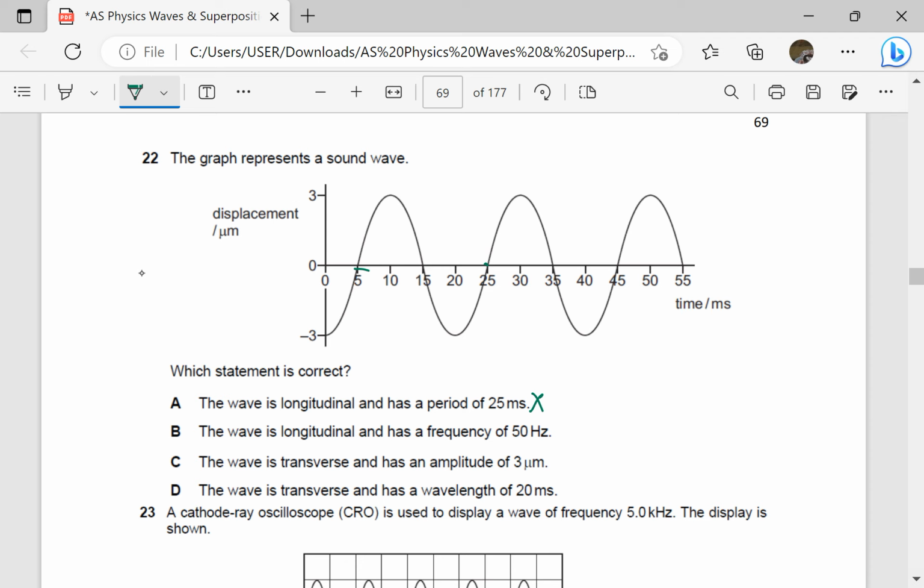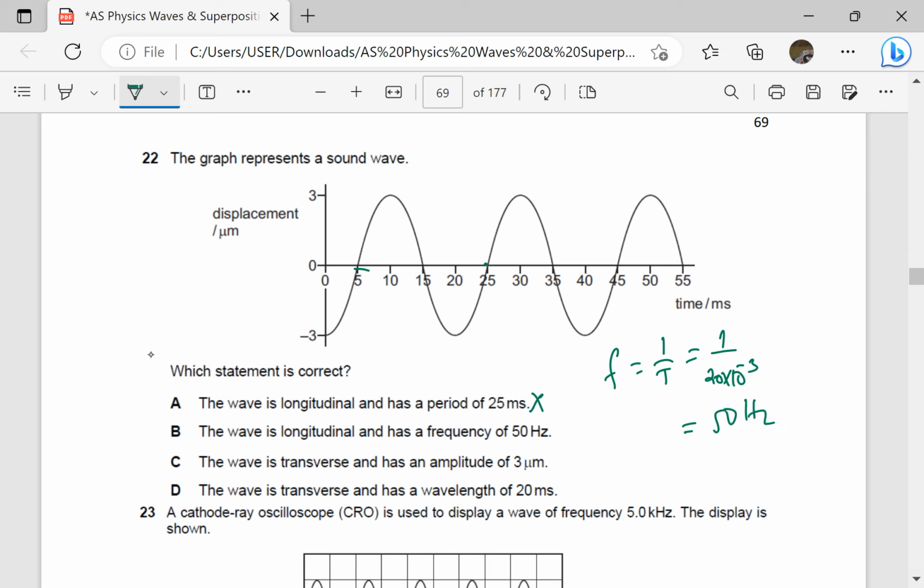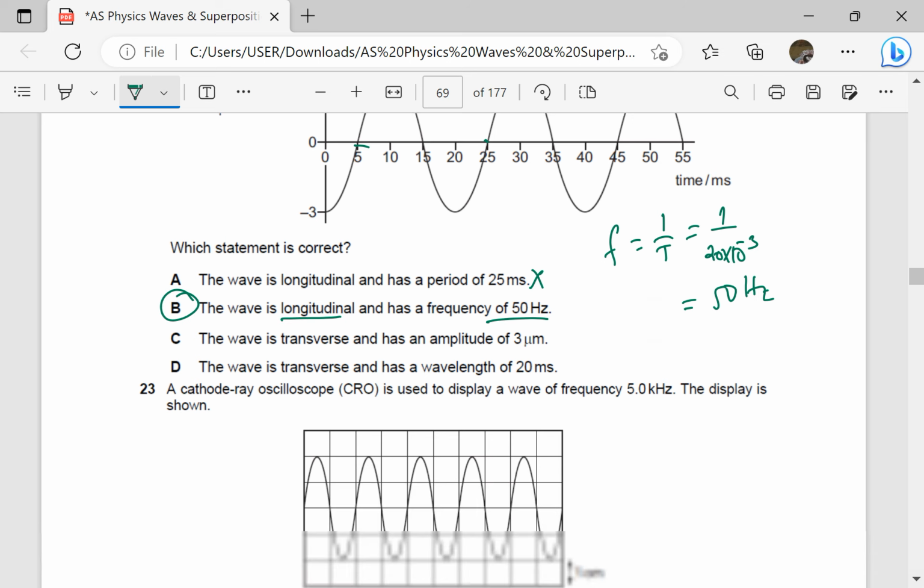Let's first check the frequency. Frequency is 1 over period, which is 1 over 20 times 10 power negative 3. So this is 1 divided by 20 exponent negative 3. I think that is 50 Hertz. So the frequency is 50 Hertz. It is a sound wave, so it is longitudinal with a frequency of 50. So the answer is B.